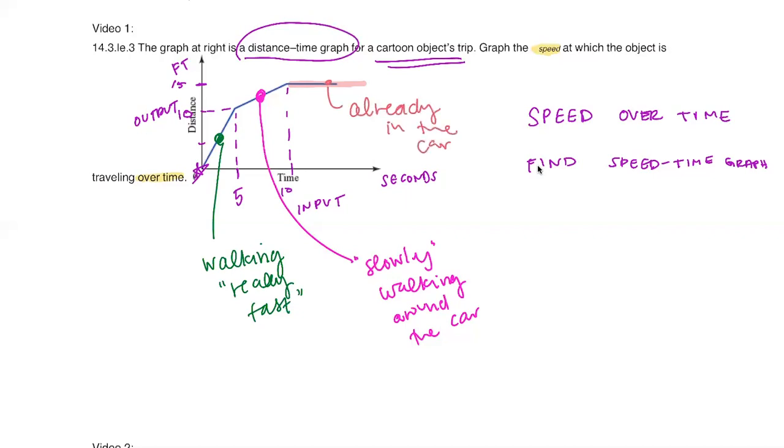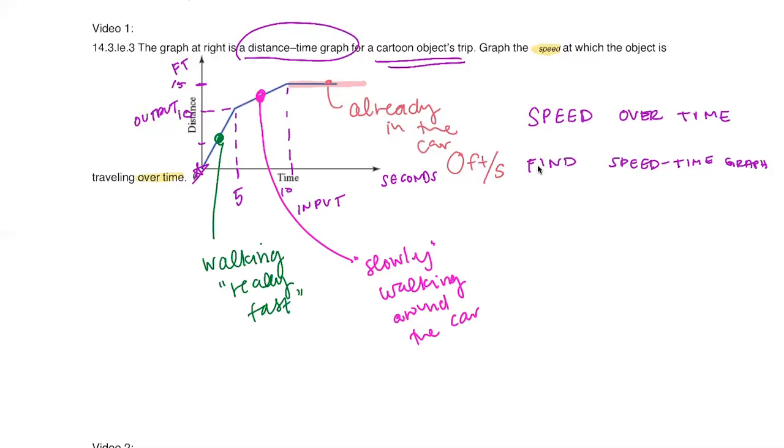Well, if I'm already in my car, I'm not moving. With no movement, how fast am I going? I'm going 0. So my speed for the salmon part should be 0, and in this case, it's feet per second because we labeled time in seconds and the output distance in feet.